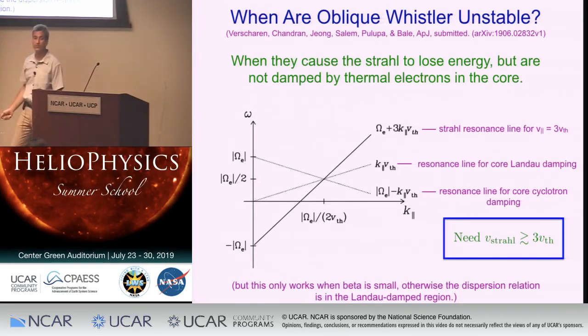And from this simple reasoning, you can deduce that the Strahl in a low beta plasma cannot propagate faster than 3 times the electron thermal speed without exciting Whistlers, which will then scatter the Strahl electrons and slow them down. All right.